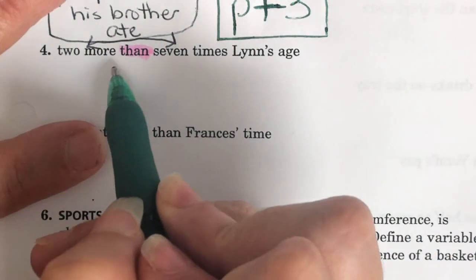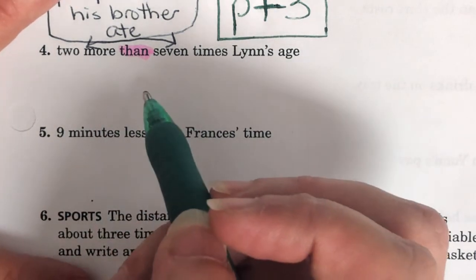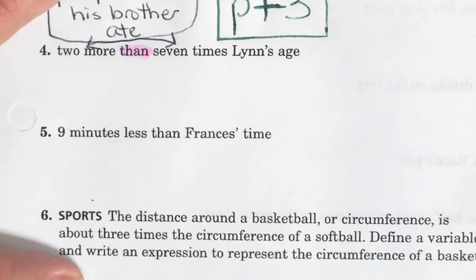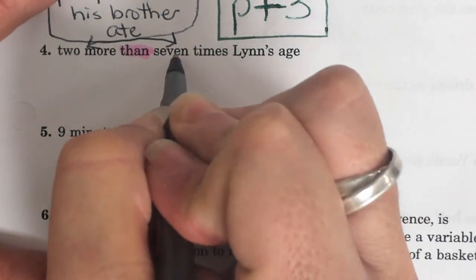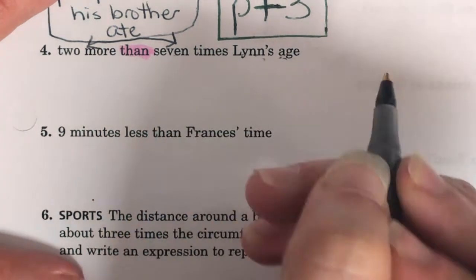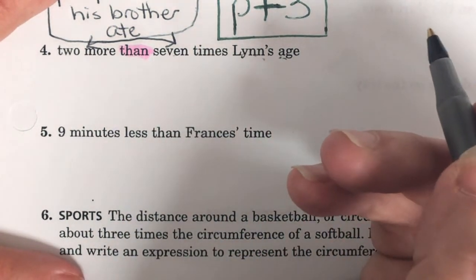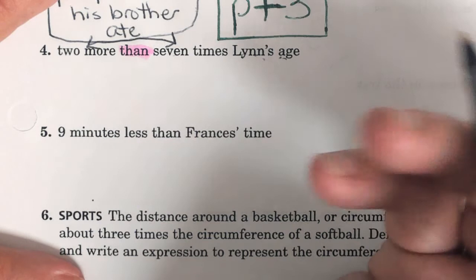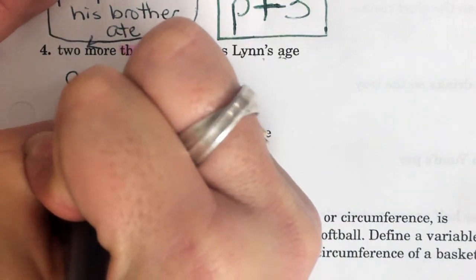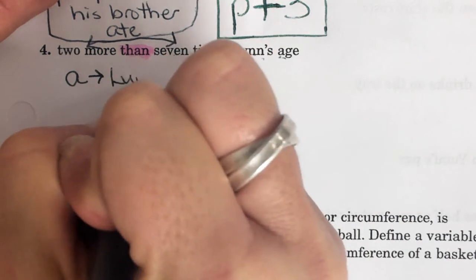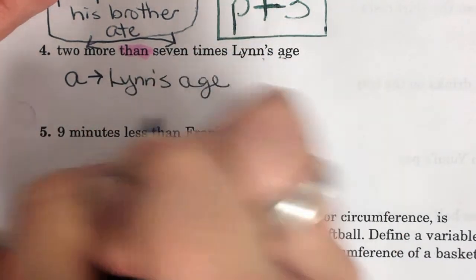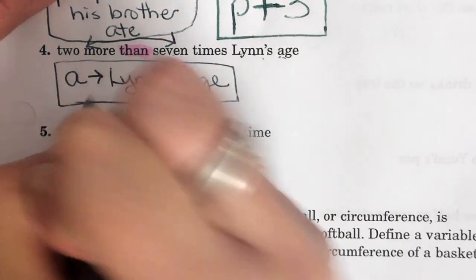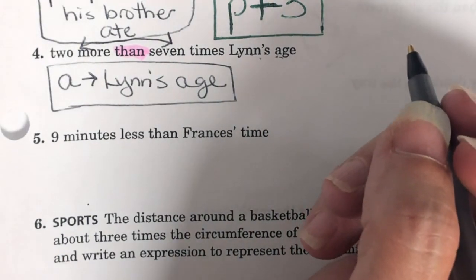Okay, so some of us are seeing stuff. What is it we don't know, though? The age, right? We don't know Lynn's age. We know something's 7, we know it's 7 times the age, but we don't know the age. Now, here's the trickier part. You can't really put an L because you would need a lowercase L, and it looks like a 1. So I'm going to do A for age, but when I define it, I just word it as Lynn's age. You could do X as long as you tell me it equals Lynn's age.